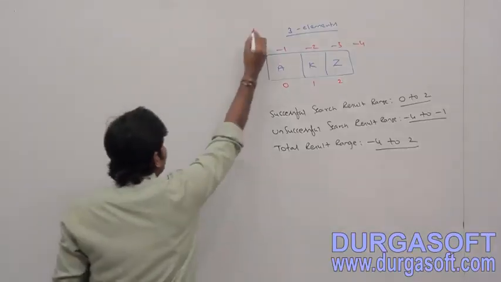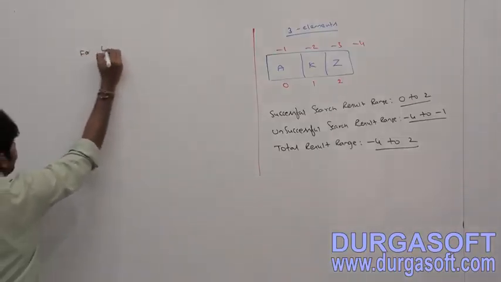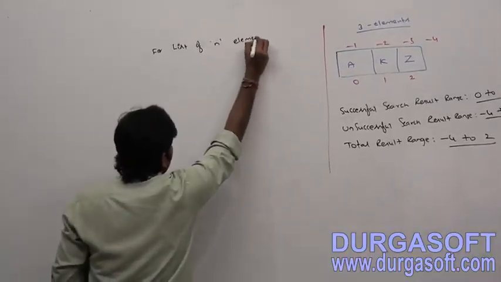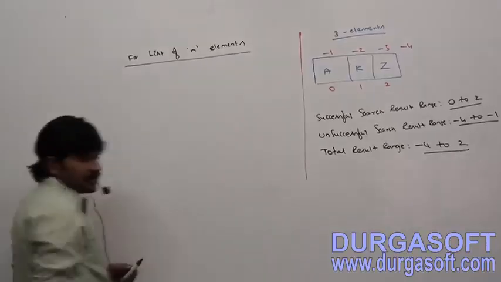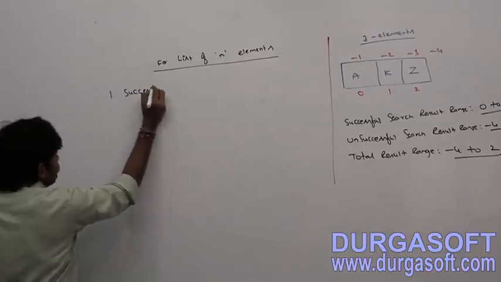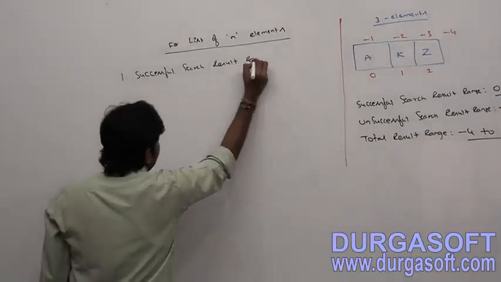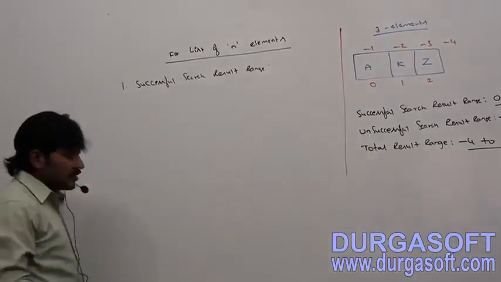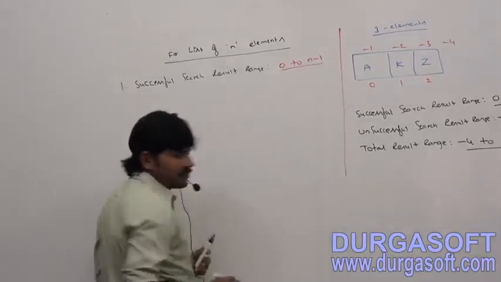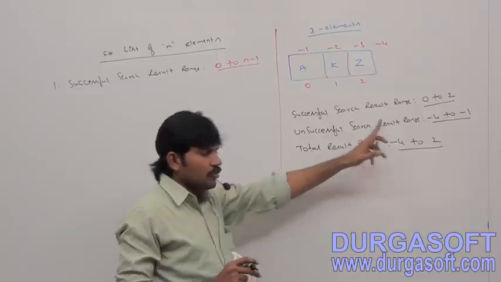Why don't you summarize? For a list of n elements, successful search result range. Can you tell what the answer is? Successful search result range 0 to n minus 1. Correct or not? Successful search 0 to n minus 1. 0 to 3 minus 1 is 2, so 0 to 2.